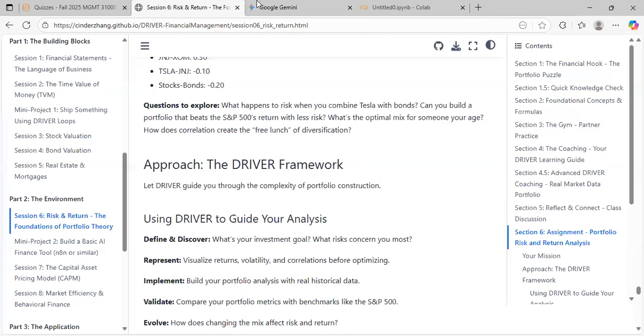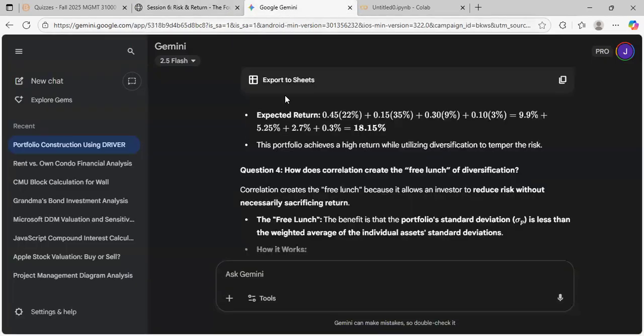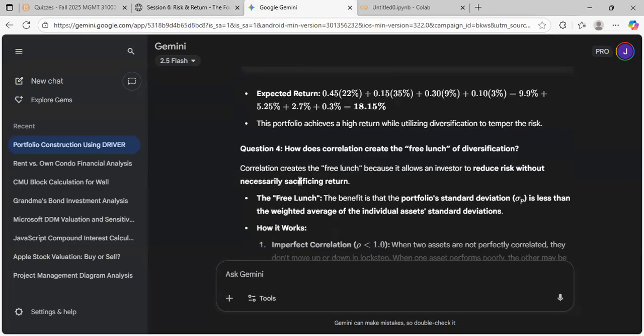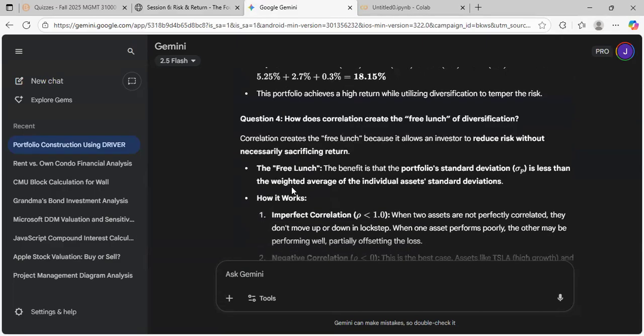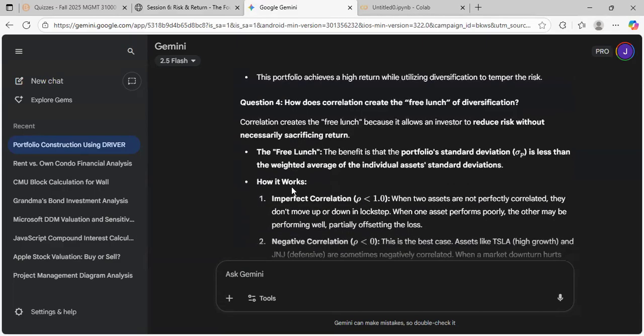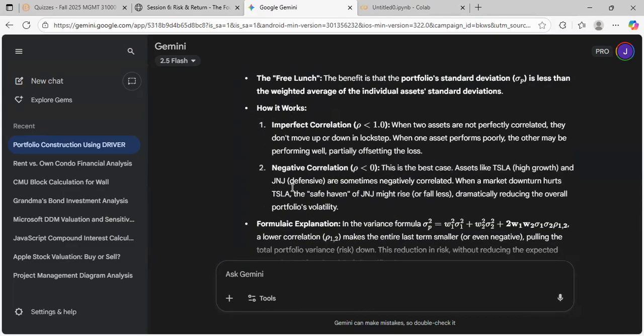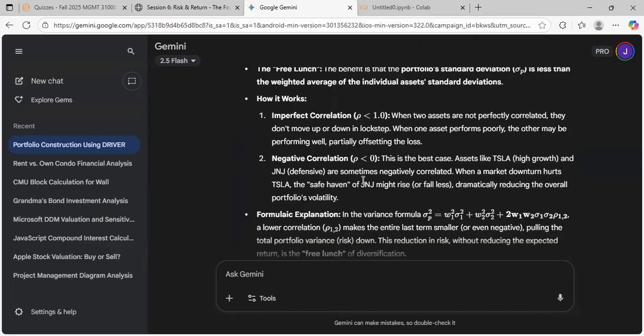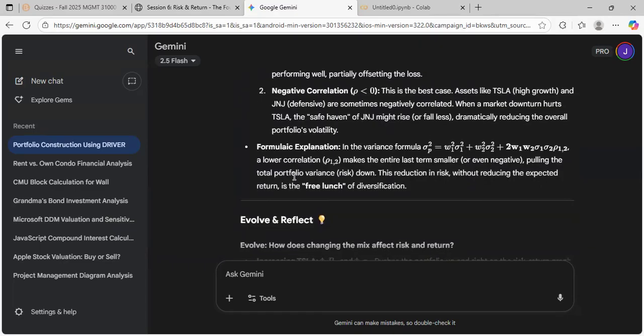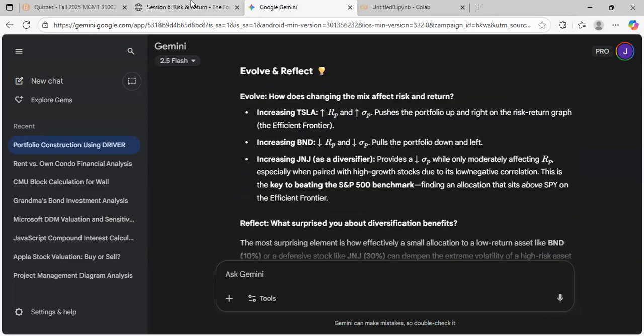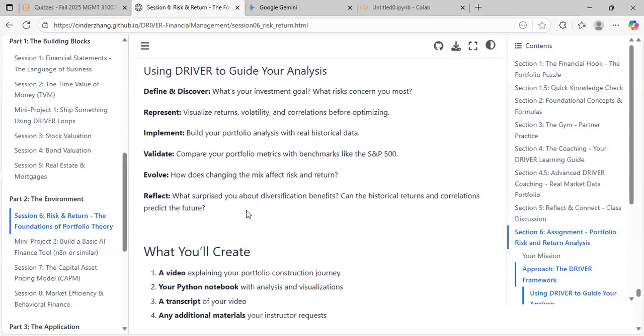And question four, how does correlation create the free lunch of diversification? It creates the free lunch because it allows an investor to reduce risk without necessarily sacrificing return. The free lunch is the benefit that the portfolio standard deviation is less than the weighted average of the individual assets' standard deviations. This is how it works right down here. Here's the formula for some explanation.